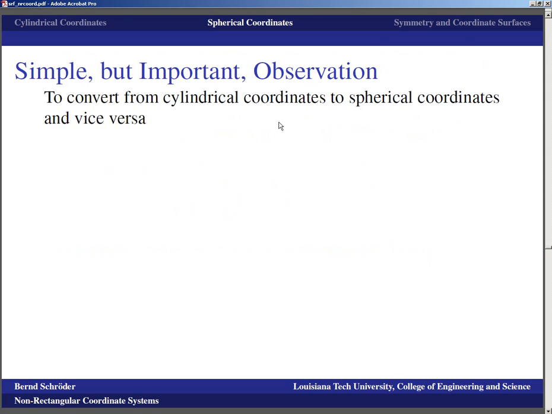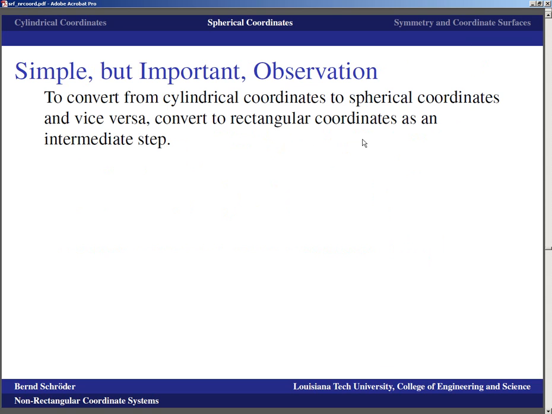Okay, simple but important observation. If you want to convert from cylindrical coordinates to spherical coordinates and vice versa, you just convert to rectangular coordinates as an intermediate step.